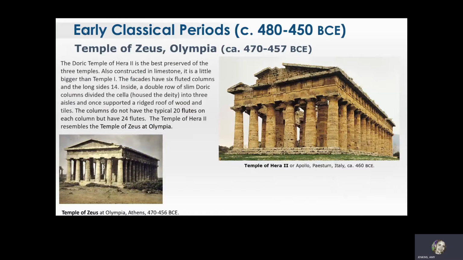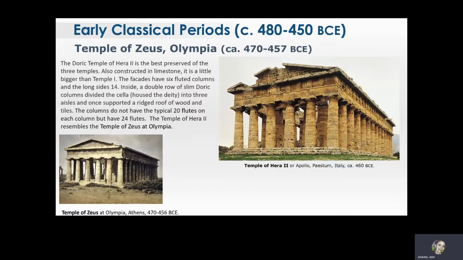Early classical period is 480 to 450 BCE, with the Temple of Zeus at the bottom at Olympia, 470 to 456 BCE. And then we have the Temple of Hera II, or Apollo, at Paestum, Italy, circa 460 BCE. The Doric Temple of Hera II on the right is the best preserved of the three temples of Hera at Paestum, Italy. It's also constructed in limestone. It is a little bigger than Temple 1, which is Hera I. The facades have 6 fluted columns and the long sides 14.